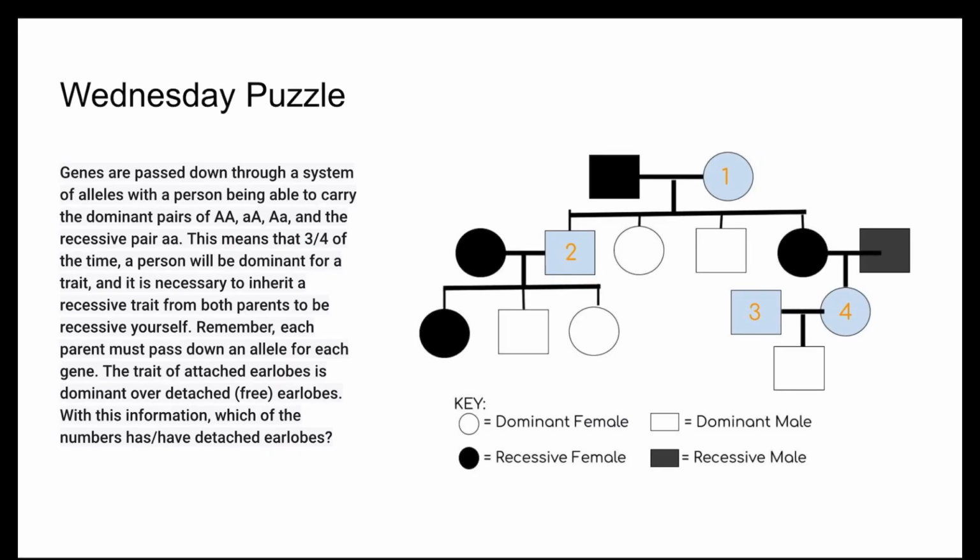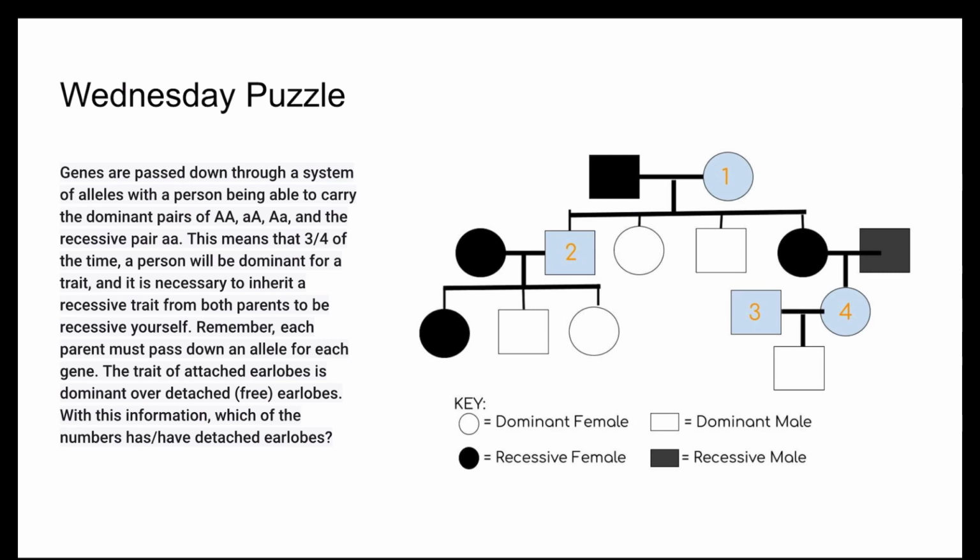Genes are passed down in a system of alleles, with a person being able to carry the dominant pairs AA, Aa, aA, and the recessive pair aa. This means that 3/4 of the time, a person will be dominant for a trait, and it is necessary to inherit a recessive trait from both parents to be recessive yourself. Remember, each parent must pass down an allele for each gene.